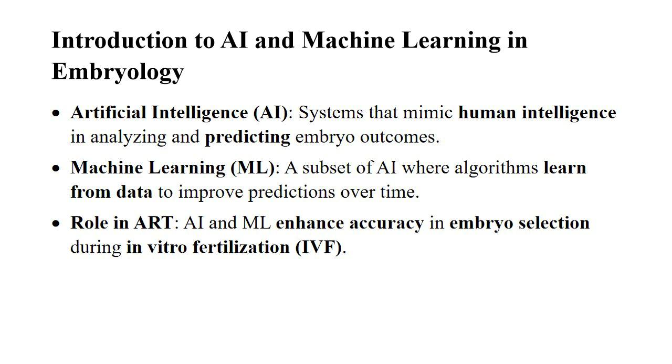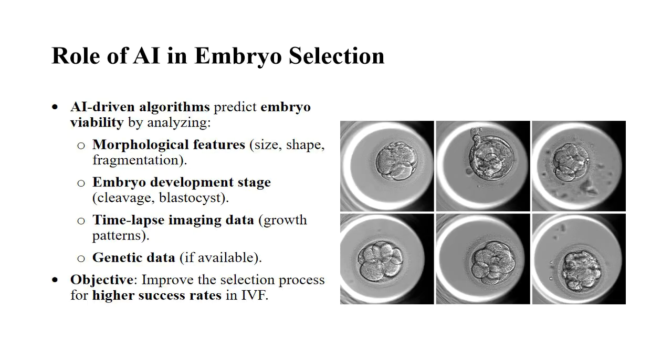B. Machine learning, ML. Machine learning is a subset of AI, where algorithms learn from data and improve performance over time without being explicitly programmed. ML models can be trained on embryo images, embryo development data, and other relevant parameters to predict embryo viability and implantation potential. 2. Role of AI in embryo selection.